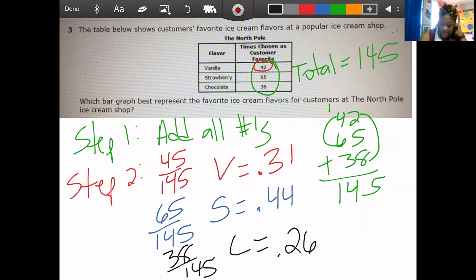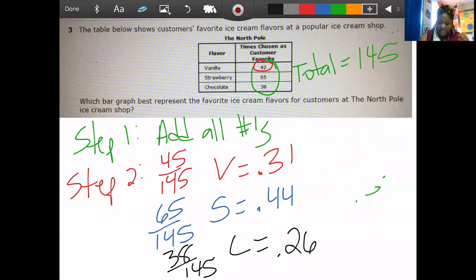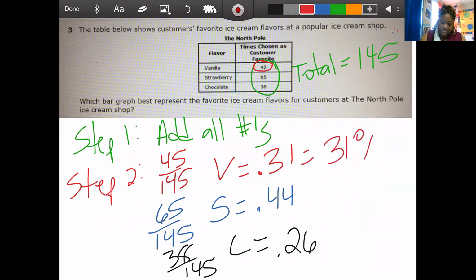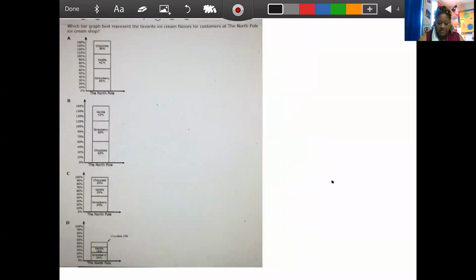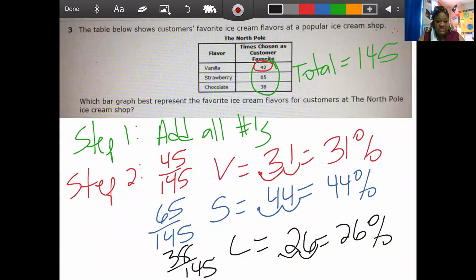And remember how to convert decimal to percent. You move the decimal 2 places to the right. So 31 hundredths is 31%. You move the decimal 1, 2. 44 hundredths is 44% because you move the decimal 1, 2. 26 hundredths is 26% because you move the decimals 1, 2. So now you need to look at the particular examples they gave you to match up the percents. So vanilla is 31%, strawberry is 44%, chocolate's 26.